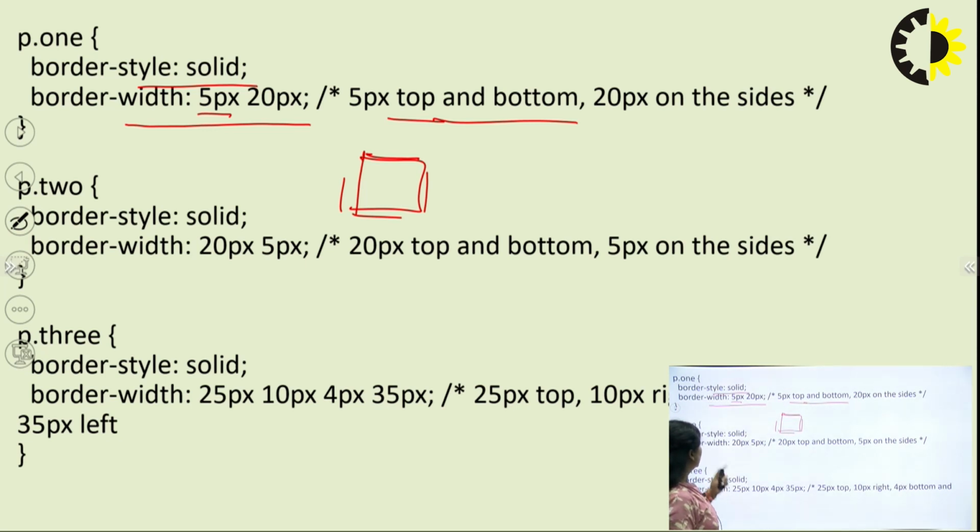Next one, dot 2, again the style is solid, and the border width has been given 20 by 5. That means from top and bottom it will be 20, and from left and right it is 5. The third class which has been defined is 3. In this, the border style is solid and the width is 25 by 10 by 4 by 35. That means 25 from the top, 10 on the right, 4 on the bottom and 35 on the left. So we can give the CSS in this way as well.